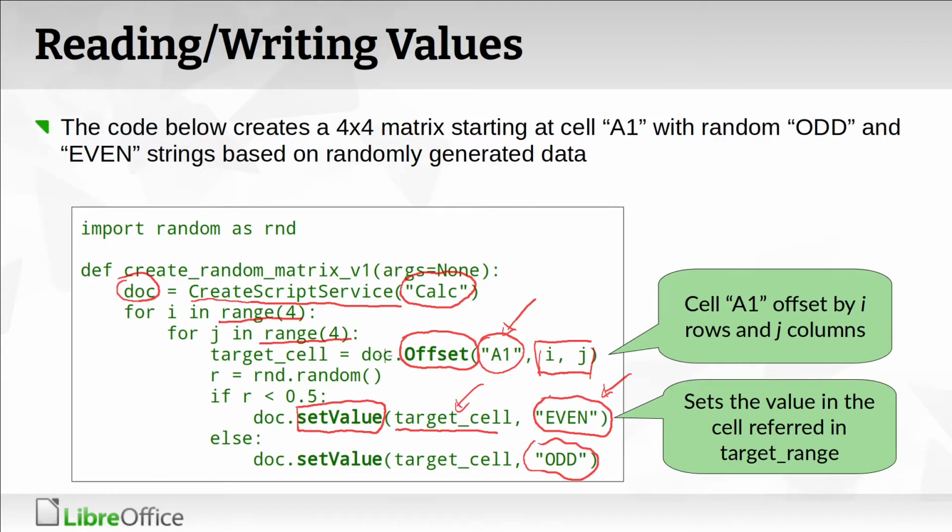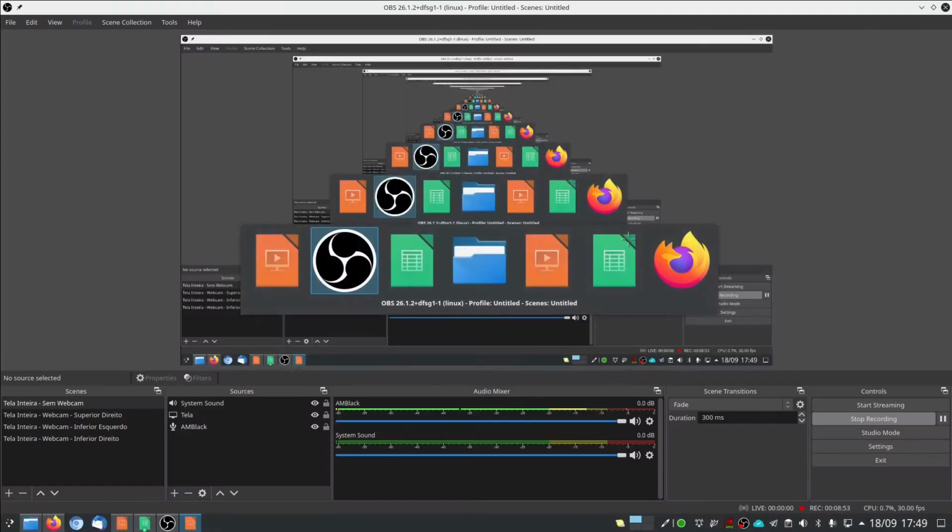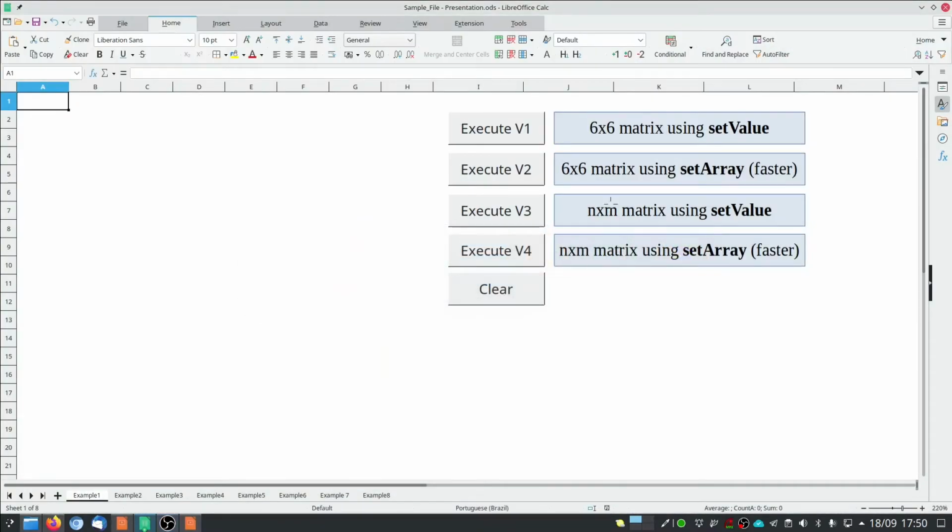So notice here that when we call doc.offset, it returns a string containing the new address offset according to the arguments here. Okay, and then we use this target cell to write into this cell some value. So here, just to show how everything is working, all the examples that I'm going to show here have been implemented in a file, so you can download this from my GitHub page as well.